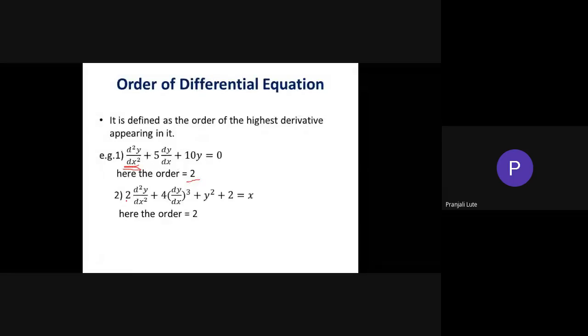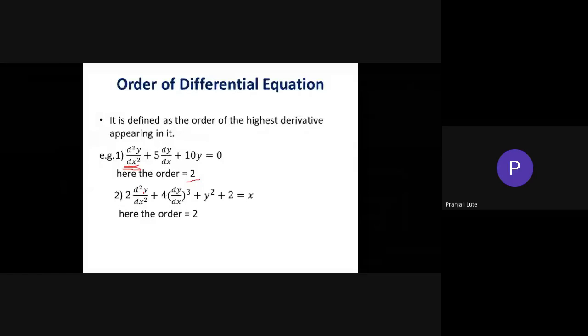In the second example, 2 d square y by dx square plus 4 dy by dx whole cube plus y square plus 2 equal to x. This is another example of a differential equation. Here is dy by dx and d square y by dx square. So in these two terms, d square y by dx square is the highest derivative. So what is the order of that differential equation? The order of that differential equation is here 2. 2 is the order of the differential equation.